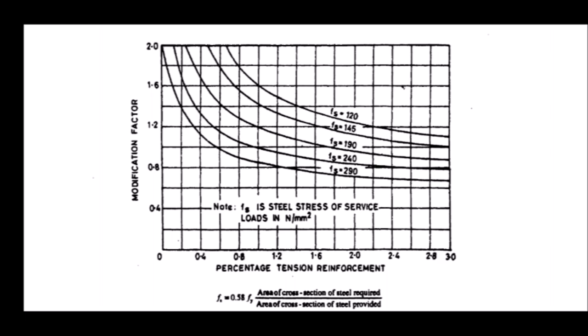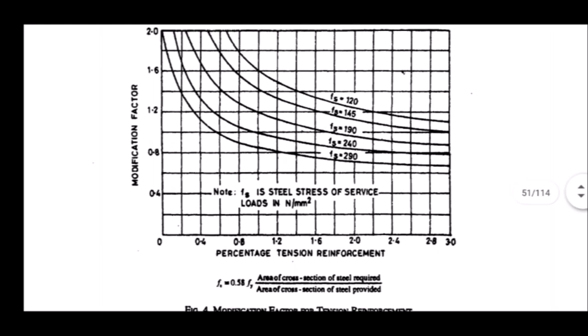So to find out FS, the formula is given just below the graph. FS is equal to 0.58 into FY multiplied by area of cross section of steel required, that means AST required, by area of cross section of steel provided, that means AST provided. So we have to solve this problem with the help of this formula, and we have to find out the value of FS and percentage of steel. With the help of these two, we have to find out the modification factor. So let's solve it.